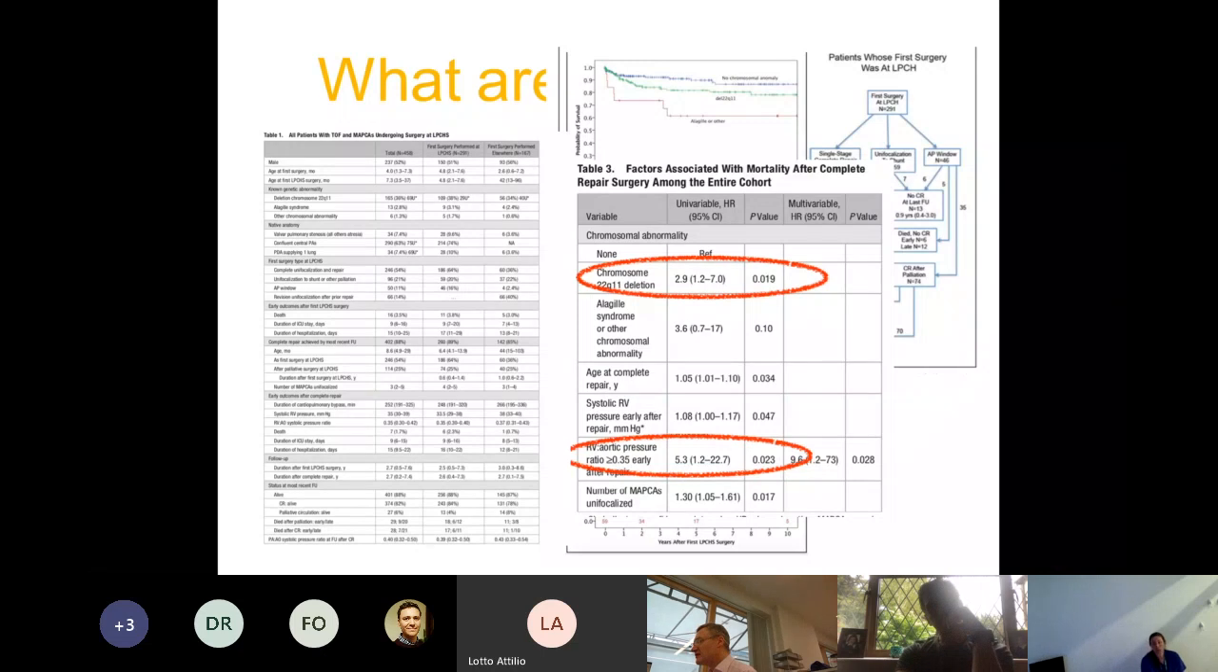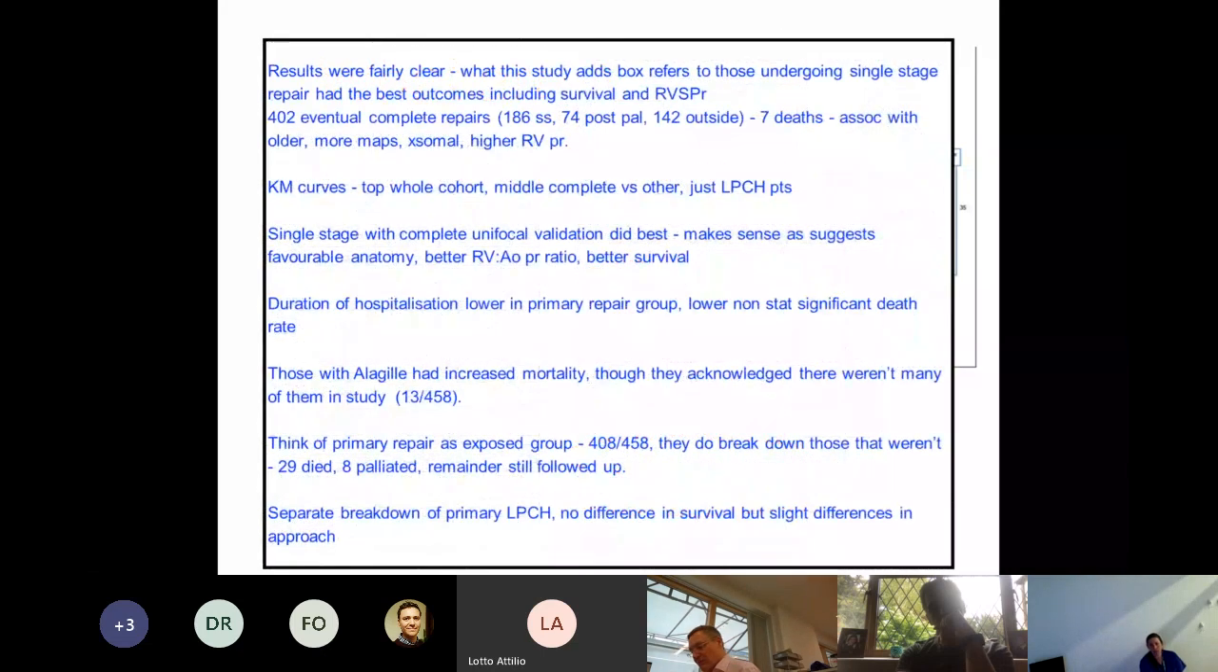So that's saying chromosomal abnormality, particularly 22q, was statistically significant, that RV to aorta pressure was statistically significant, and interestingly, the number of MAPCAs that they unifocalized. So the results were fairly clear. There's a lot of them because they looked at a lot of outcomes.